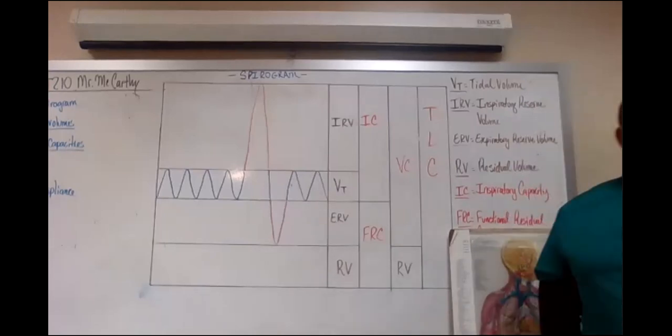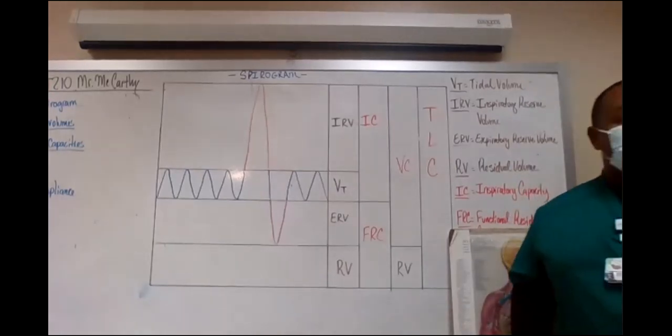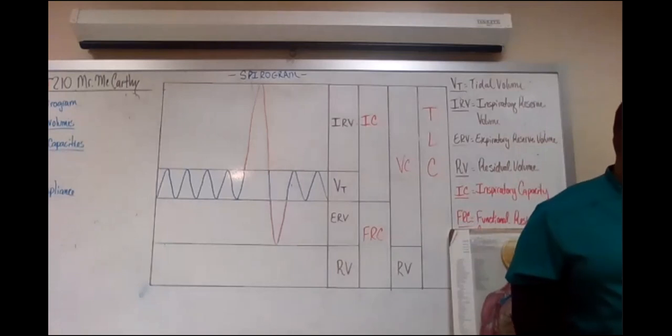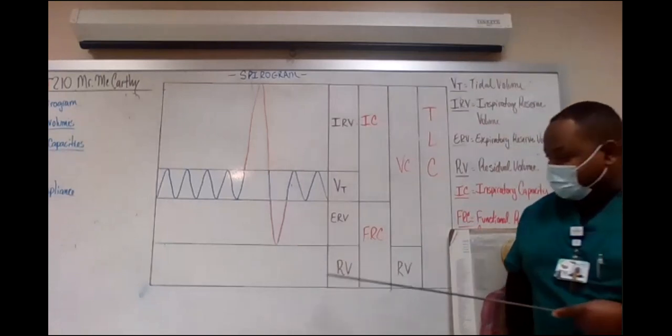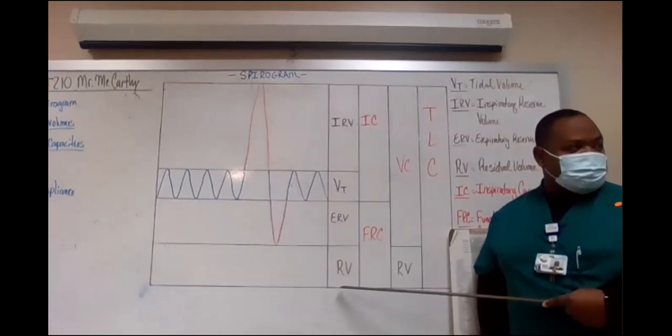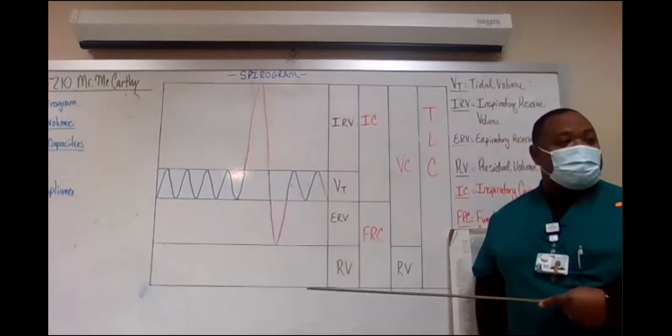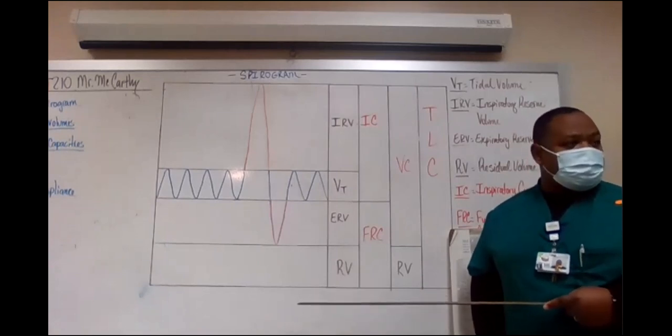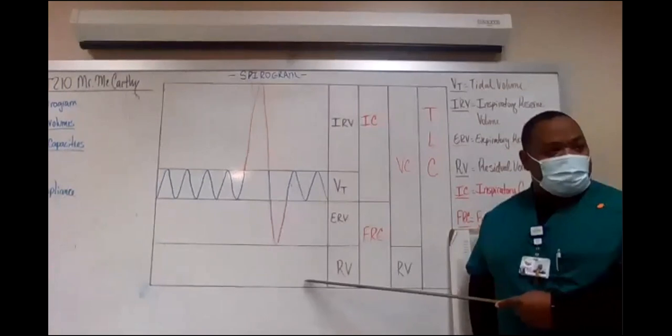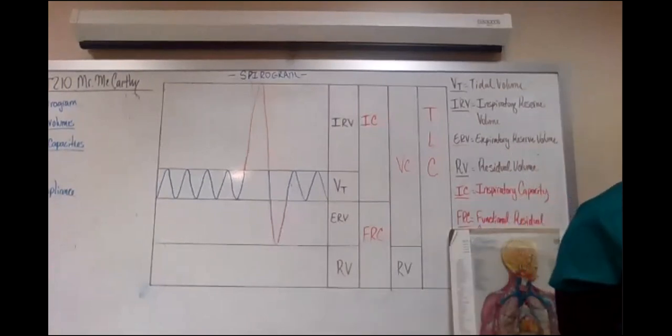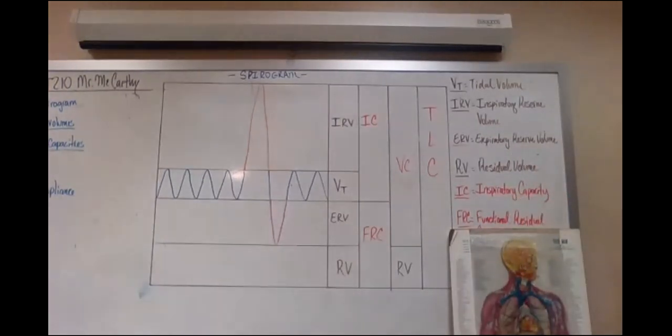But guess what? No matter how much I push out, there's always going to be some air left in my lungs, and that is residual volume. I cannot access that no matter what. I can never access the residual volume, RV. That's the amount of air left in the lungs after a forceful exhalation. So I can blow until I'm blue in the face. It's always going to be some volume still left in my lungs. That is my residual volume.